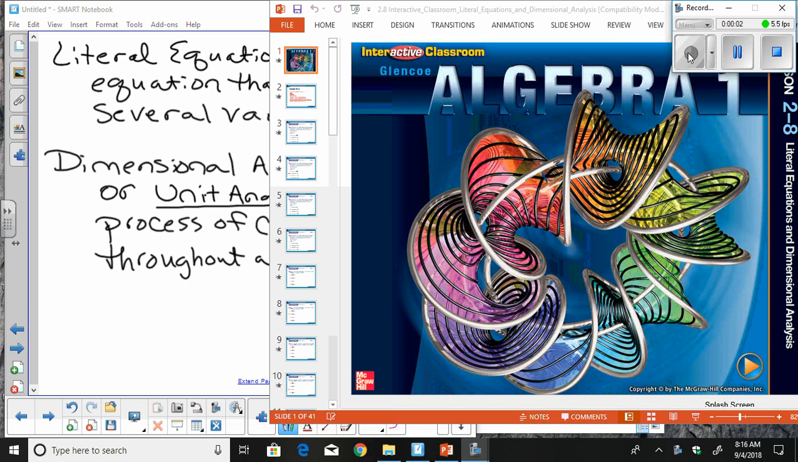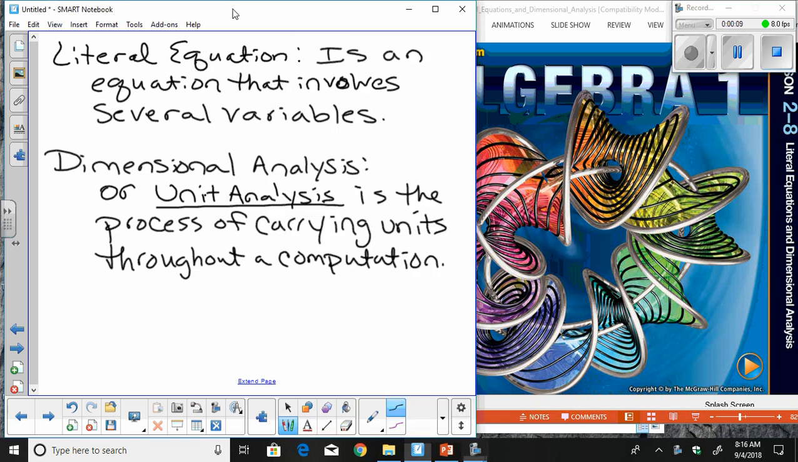Algebra 1, Chapter 2, Section 8, Literal Equations and Dimensional Analysis. So before we get started, let's look at what those things are.